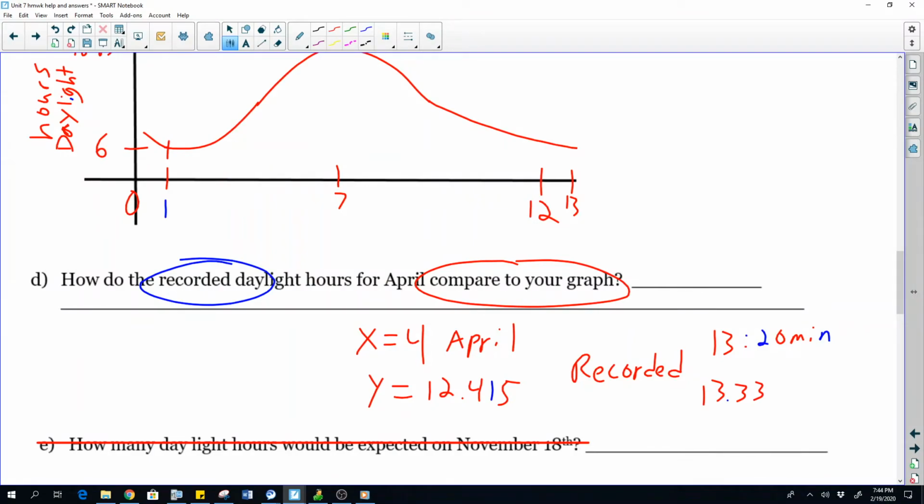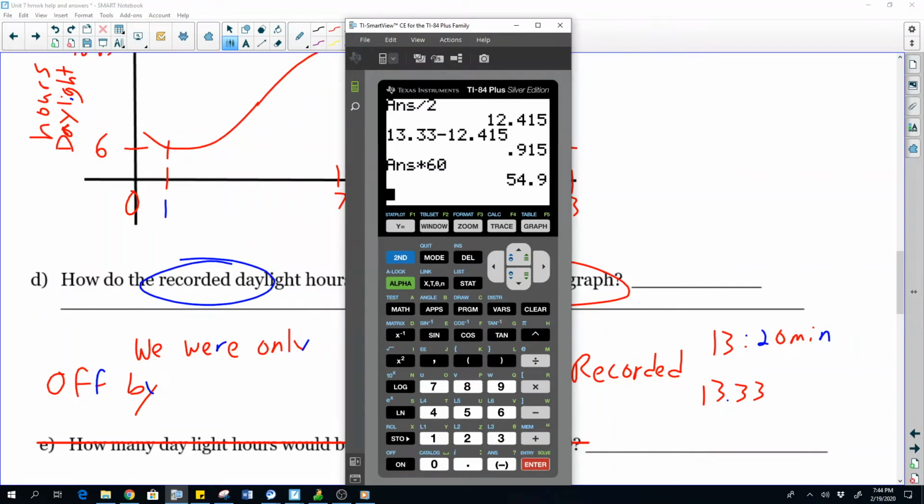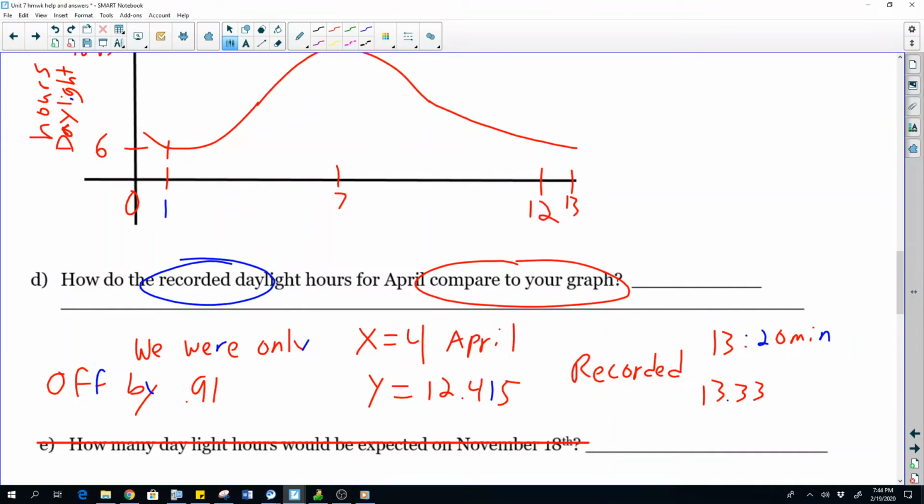Cool. So we were only off by 0.915, or 54.9 minutes. So yeah, our function wasn't too far off of the recorded amount for that year. Because remember, our graph is like on average. So you don't have to do part E. Lucky, you don't have to do part E.